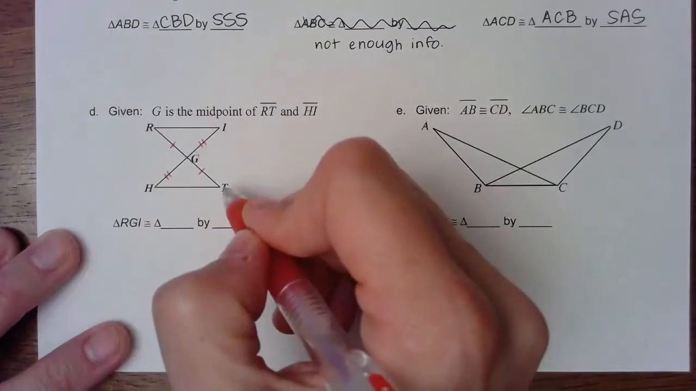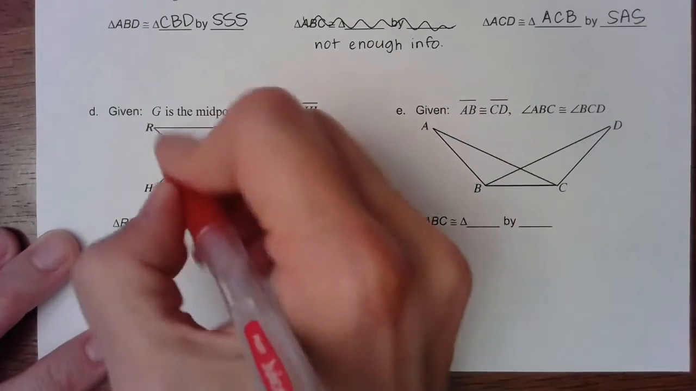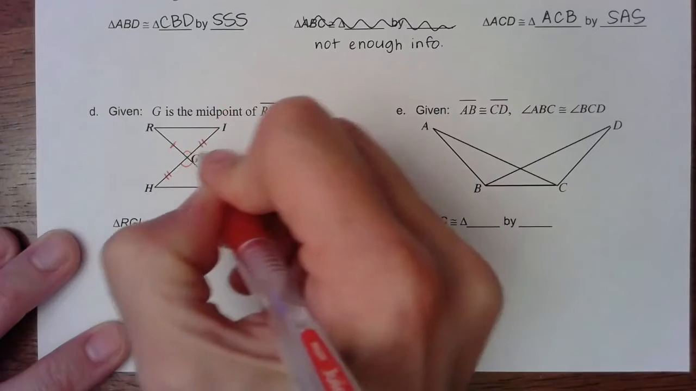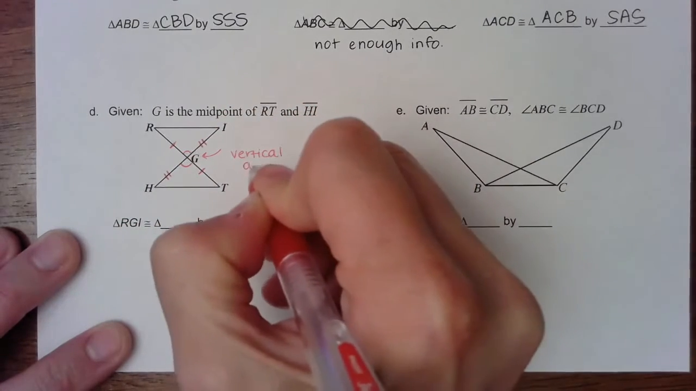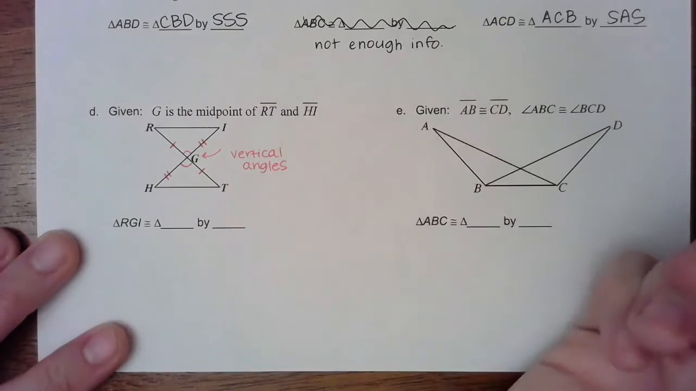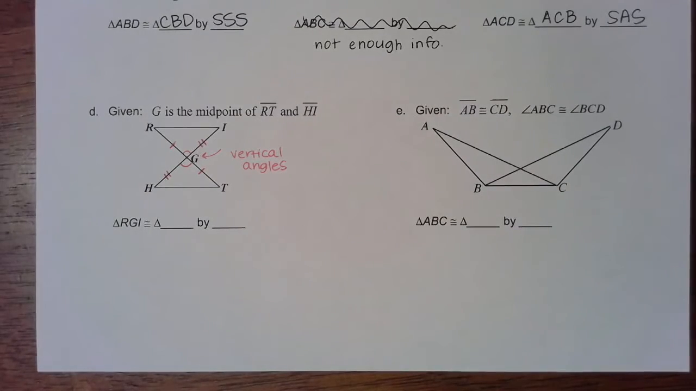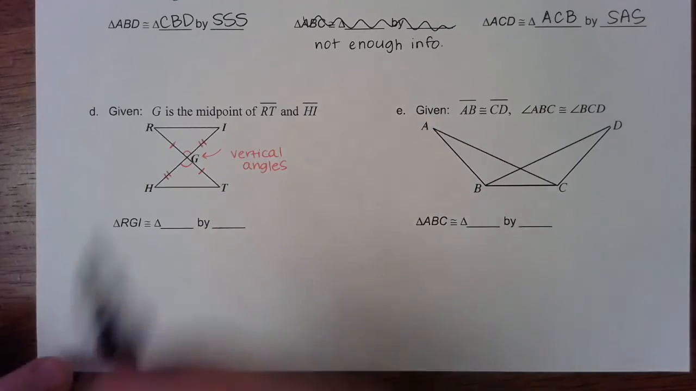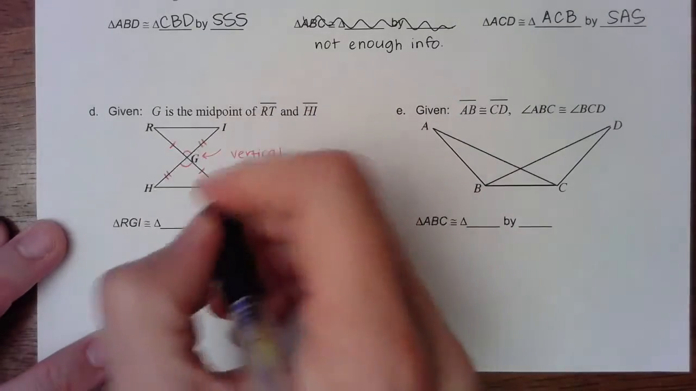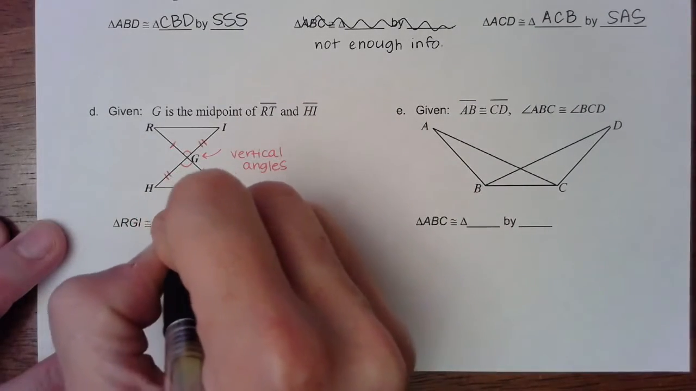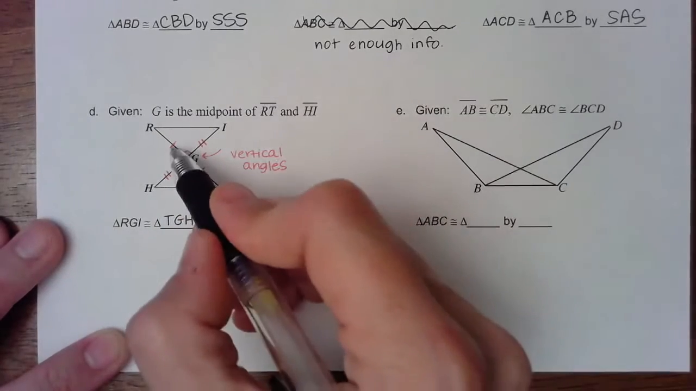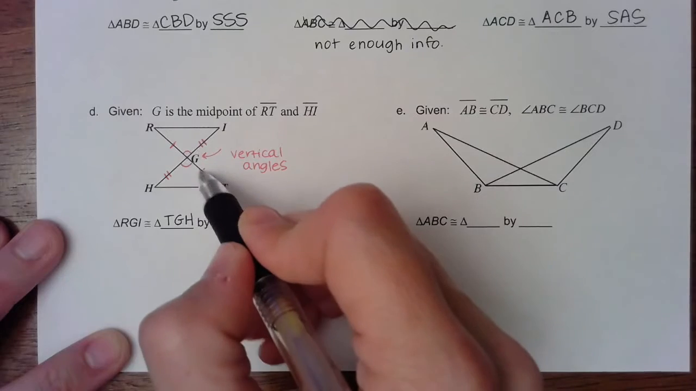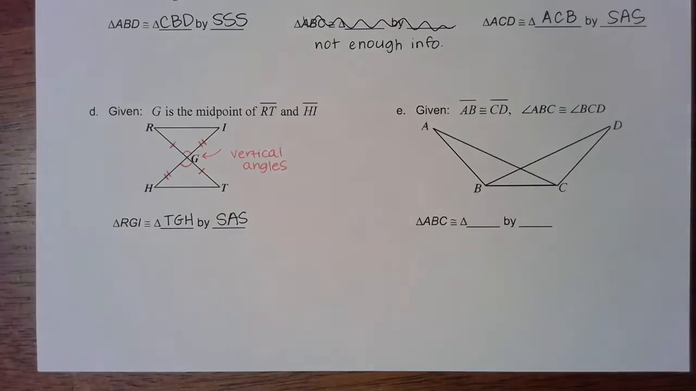These two triangles intersect at a point, they make an X with each other, and so that means that because of vertical angles, I can show that those two angles are congruent to each other, and that means I do have enough information to prove that the two triangles are congruent. So triangle RGI would be congruent to triangle TGH, and the reason would be side angle side: side, side, and then the angle in between, so SAS, SAS.